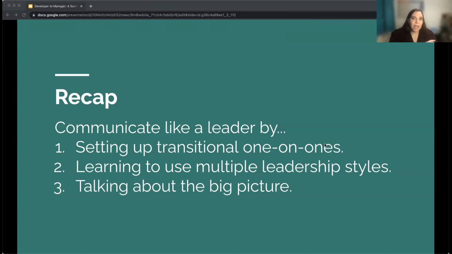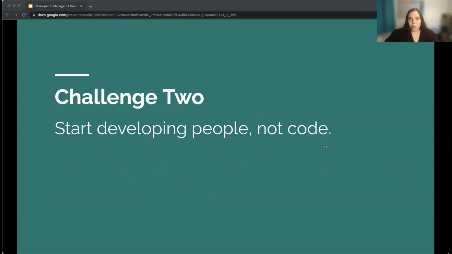So to recap, you can start communicating like a leader by setting up transitional one-on-ones to set the stage for the relationship, learning to use multiple leadership styles in multiple situations, and talking about the big picture. Next, we'll talk about how you can start developing people and not code. This challenge is a big one because developing people, they have way more variables and they are frankly buggy. But the good news is that if you have a certain kind of brain, seeing people grow over time is really satisfying.